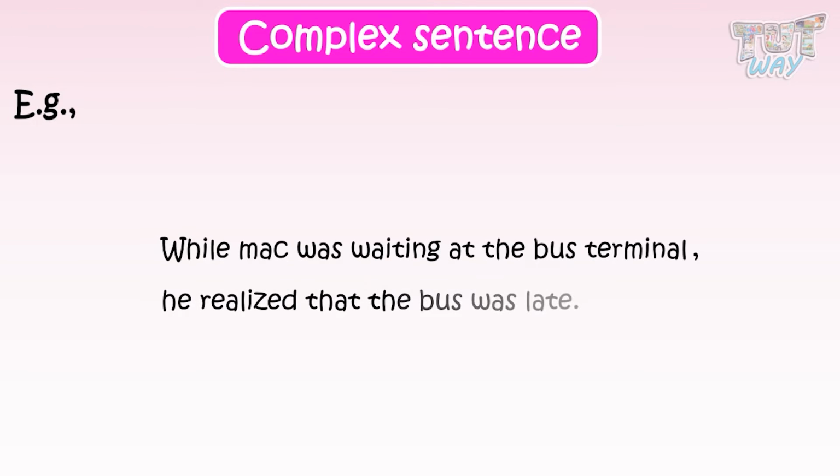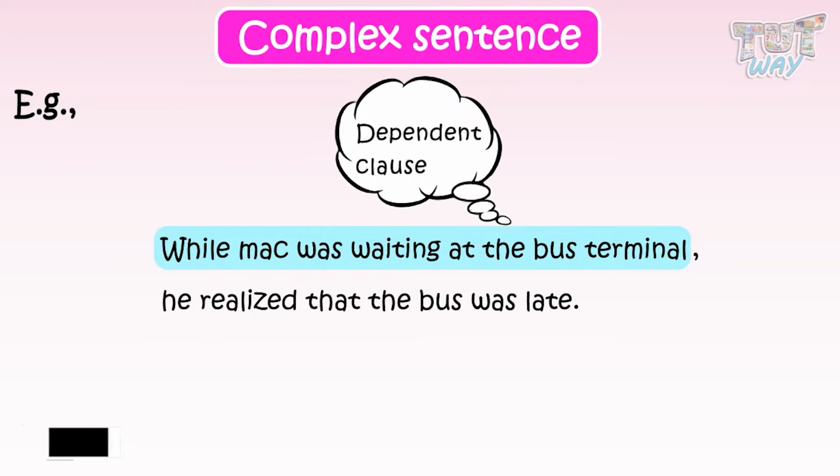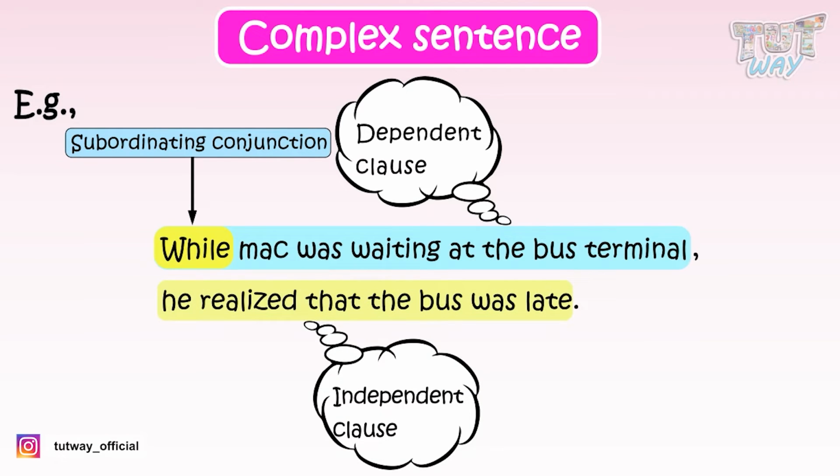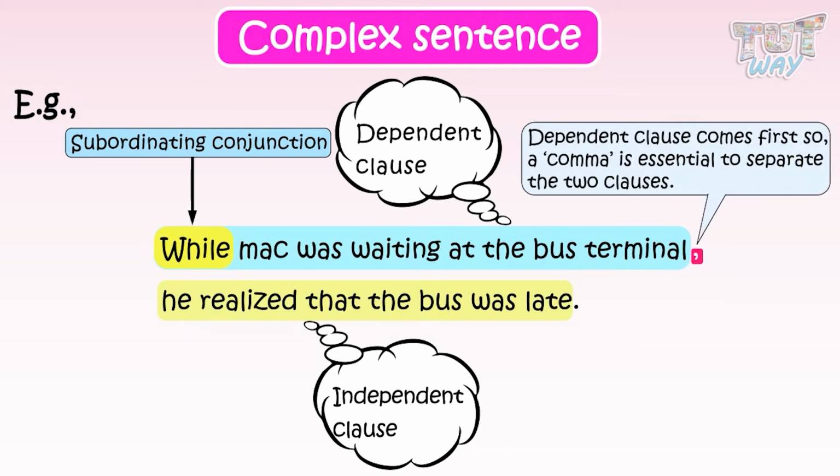While Mac was waiting at the bus terminal, he realized that the bus was late. In this statement, the dependent clause is, while Mac was waiting at the bus terminal, which starts with the subordinating conjunction, while. And the independent clause is, he realized that the bus was late. So, this sentence is a complex sentence. And as the dependent clause comes first, a comma is essential to separate the two clauses.